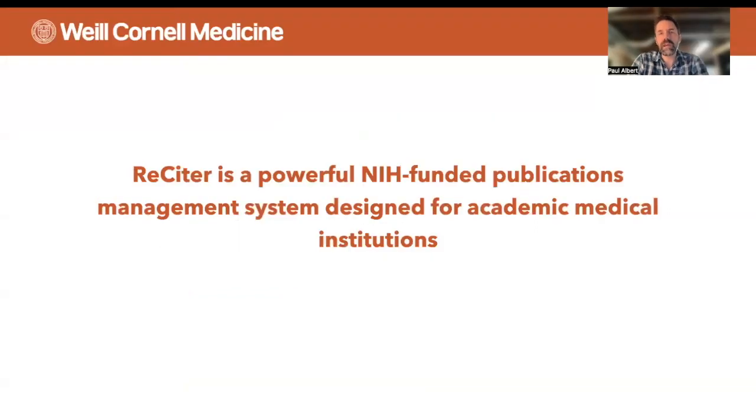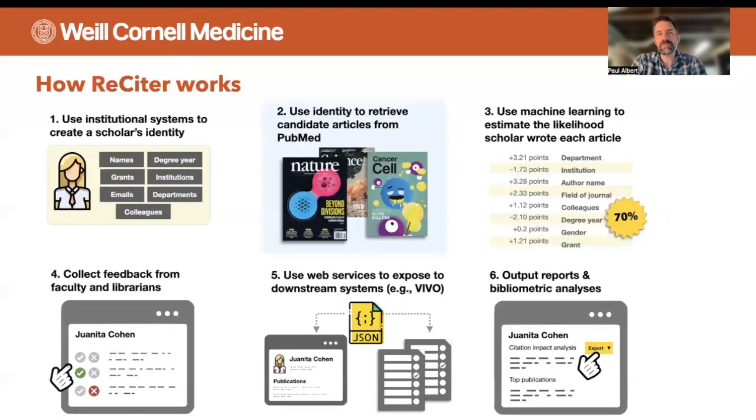ReCiter is a powerful NIH-funded publications management system. It's designed for academic medical centers or institutions. Here's how it works. We use institutional identity data to create a scholar's identity. We retrieve candidate articles from PubMed. We use machine learning to estimate the likelihood a given scholar wrote a given article. And then we collect feedback from faculty and librarians. There's a set of web services built into ReCiter that syndicates the data with downstream systems.